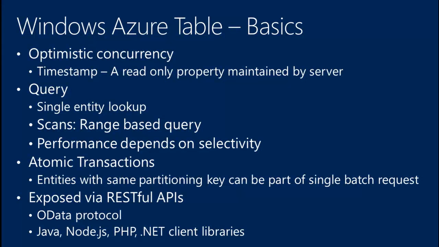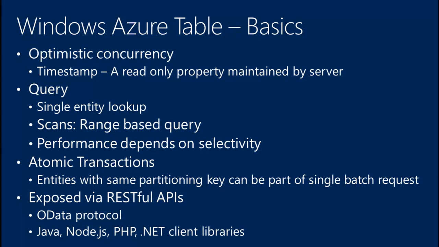For the query, you can do a single entity lookup, what we call a point query. So you basically say, I need this partition key, this row key, and that's really, really fast. You can do a scan, where you say everything above this partition key, or below, et cetera. And then the performance of that query depends on the selectivity of your query.